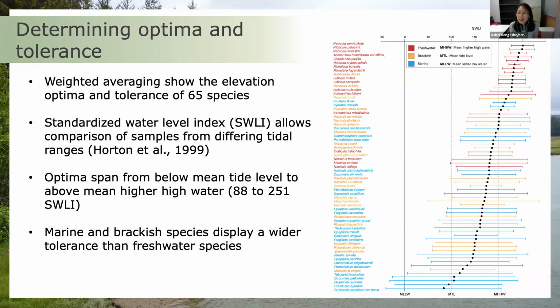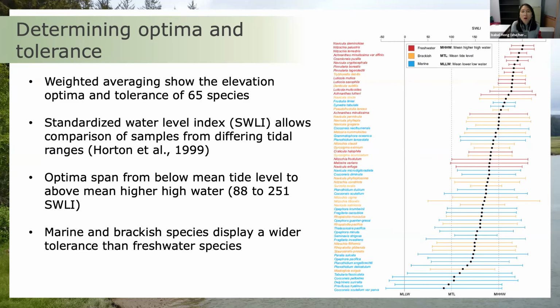And then on the x-axis here, I have elevation in relation to the tidal frame as this standardized water level index, SWILI. Doing that allowed for comparing these samples that were taken from different tidal ranges. As I mentioned, the tidal ranges range from about 2.8 to 3.3 in Willapa Bay. And so to standardize that, we use this SWILI index. And as a point of reference for you, I have the second x-axis on the bottom here.